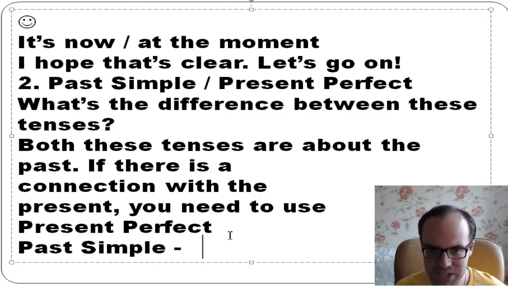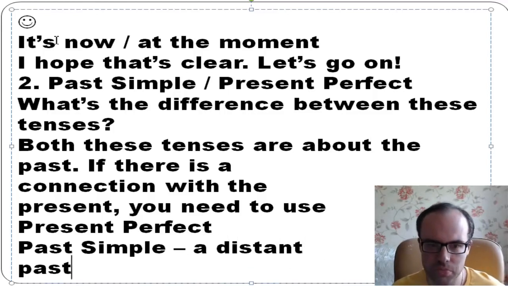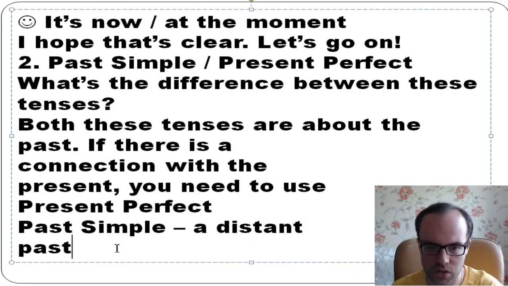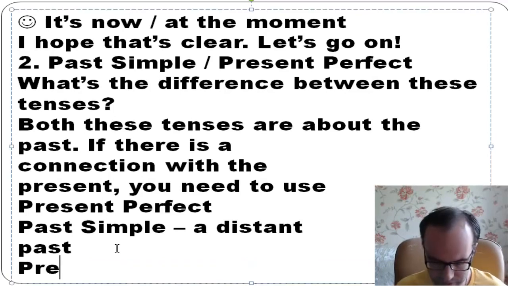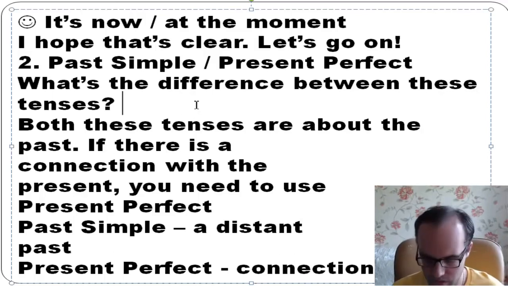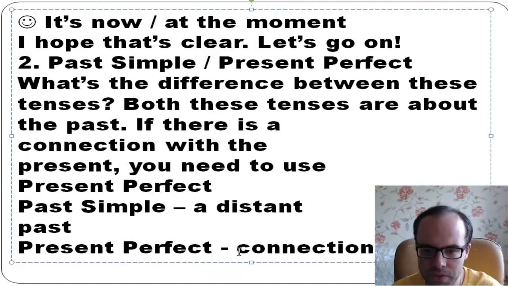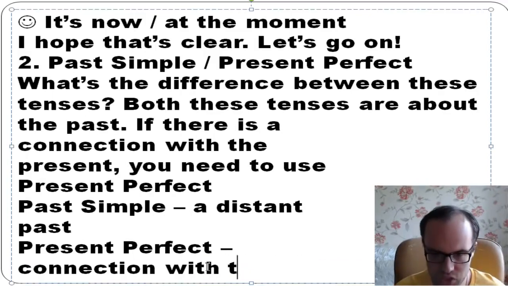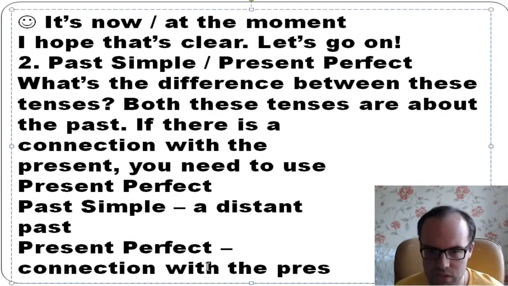So past simple, it's usually a distant past, and present perfect. So if we are talking about present perfect, yeah, there is a connection with the present. So you see, there is a connection with the present. It's very important. Okay, so let's revise it and then we'll go on.